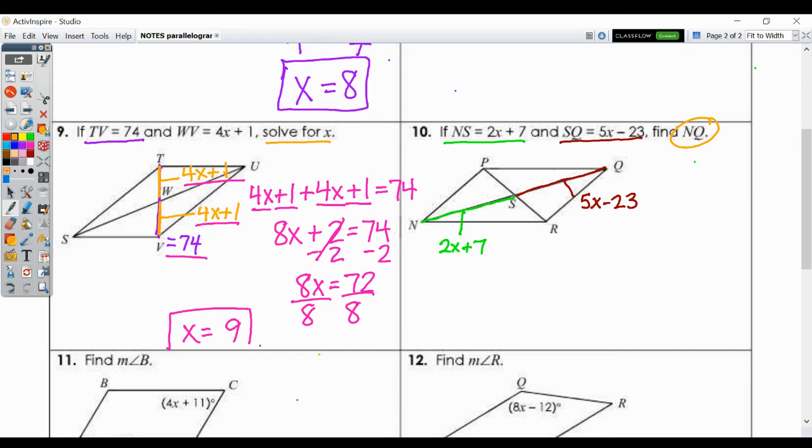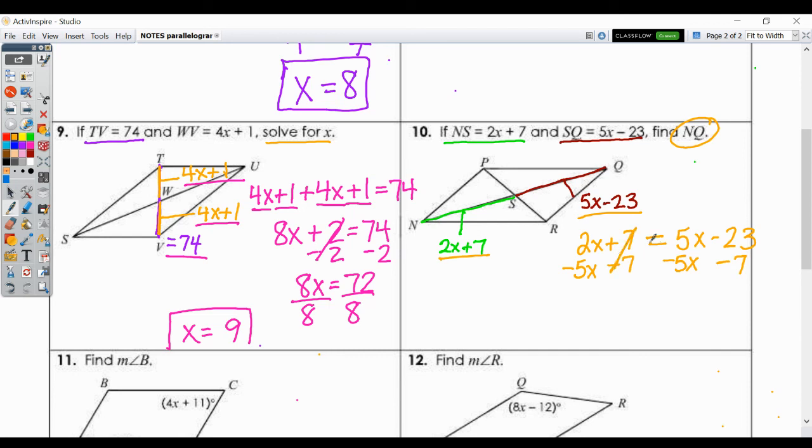So to find x, I've got to set up some kind of equation based on what I know about these two parts. Well, you should know that those two parts are equal to each other, right? Because the diagonals bisect each other, they cut each other in half. So I know that this green part is equal to this maroon part. So I'm going to set up the equation where it says 2x plus 7, which is this part right here, is equal to 5x minus 23. I'm going to subtract 5x, subtract 5x. I'm going to subtract 7, subtract 7.